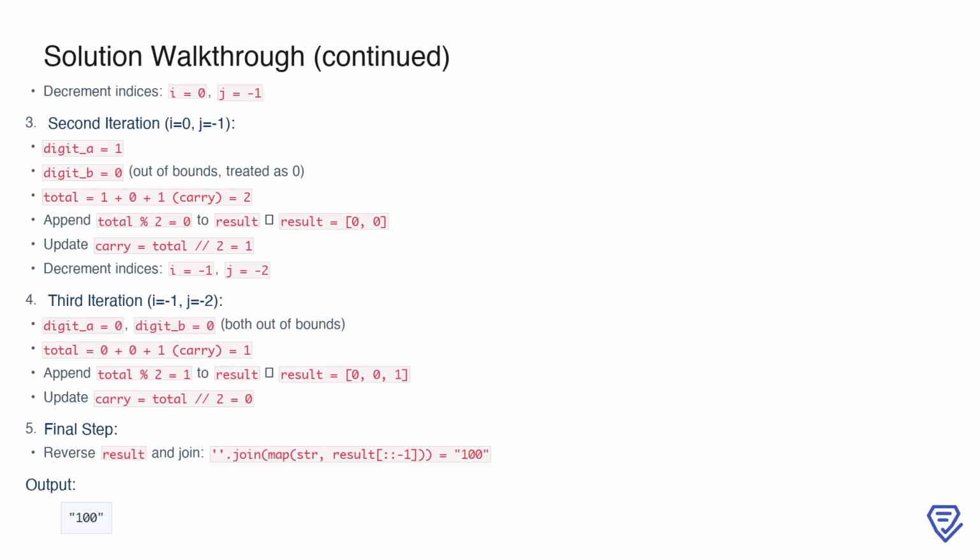In the third iteration, both indices are out of bounds, meaning both digit_a and digit_b are treated as 0. Adding these two zeros with the carry of 1 results in a total of 1. We append 1 to the result, making it 0, 0, 1. This time, the carry is updated to 0 since total // 2 is 0. With no more digits to process and the carry cleared, we reverse the result and join the digits to form the final binary sum, 100.